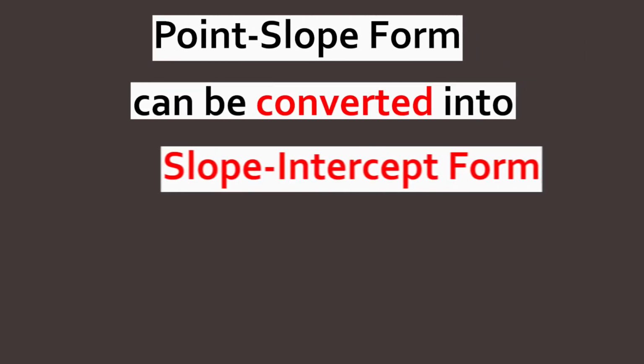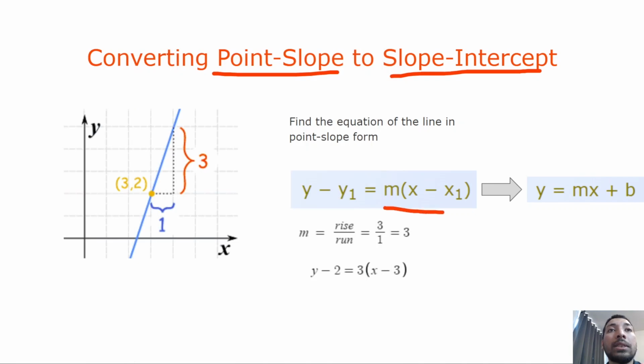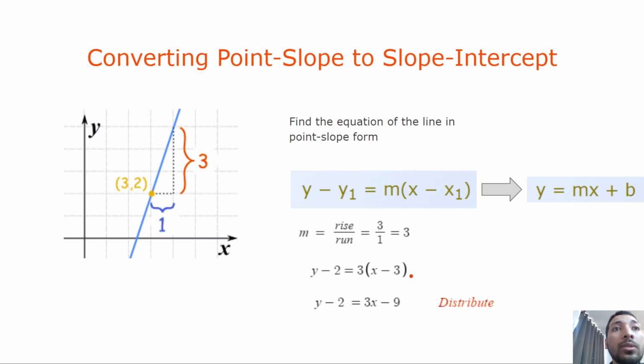Now let's see how we can convert the point-slope form to slope-intercept form. For this, we basically apply the distributive property over here and then move this y1 value to the right side. Once we do that, we just get y equals mx plus b form. And that's our slope-intercept form. Let's see how we can apply this to this equation over here. So first, we apply the distributive property. Once we distribute, we get y minus 2 equals 3x minus 9. And then we add 2 on both sides. Adding 2, we get y equals 3x minus 7.